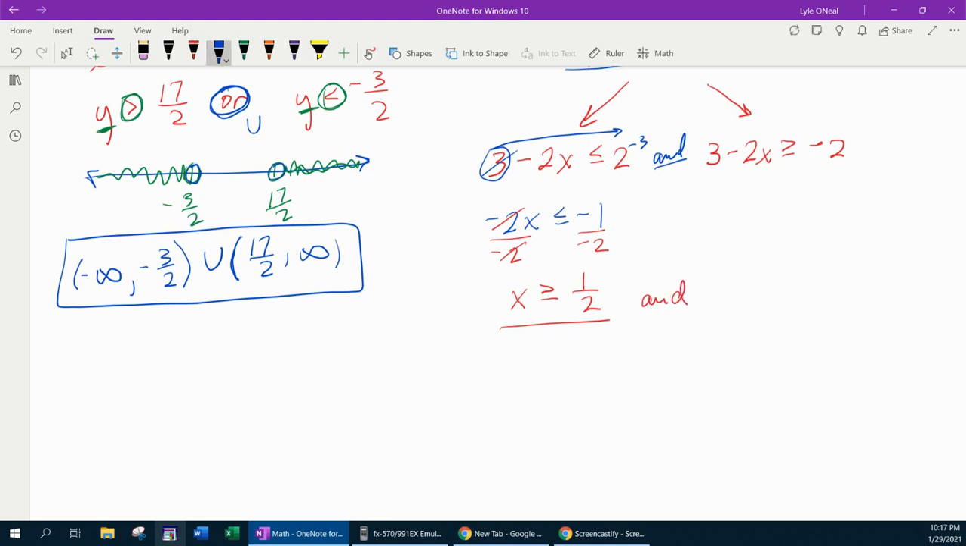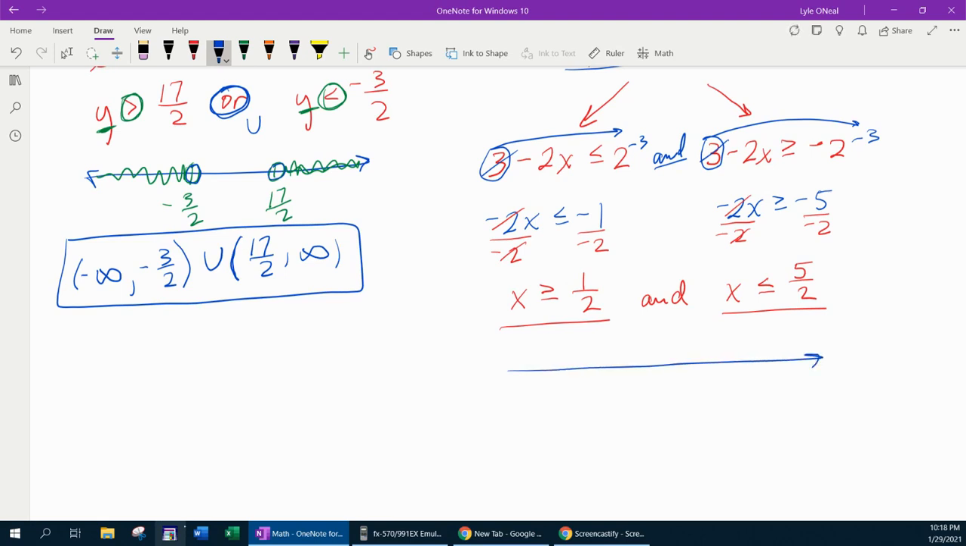And we have to solve the other one. Moving the 3 over again makes it minus 3. That's going to give me negative 2x greater than or equal to negative 5. And again, dividing both sides by a negative number makes the inequality flip. Negative over a negative makes a positive. So once we get our solution, then to the number line.